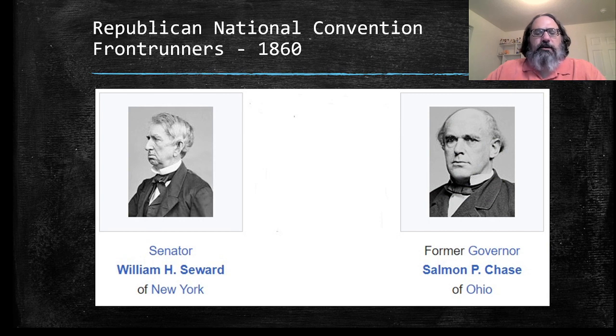At the Republican National Convention, going into the 1860 election, you have these front runners, and these are the two big names here: William H. Seward of New York, who was a senator, and the former governor of Ohio, Salmon P. Chase. So these two were the front runners for the nomination at the Republican National Convention. But they didn't last very long.